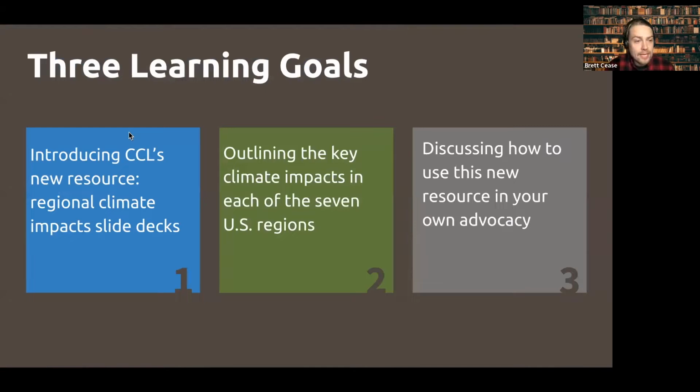But before I pass it to Dana, I just wanted to highlight our 3 main learning goals. So if we've done our job well tonight, after our hour together, everyone is going to walk away with the following 3 areas of learning. Number 1, introducing our new resource, these regional climate impact slide decks. We'll secondly outline the key climate impacts in each of the 7 US regions and define how each of them are unique with particular climate impacts that we can help tell the story of and draw out in our presentations. And then Dana will also discuss how to use this new resource in addition to the suite of other local impact tools and resources that CCL Community provides in your own climate advocacy.